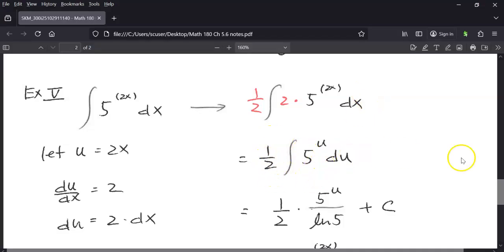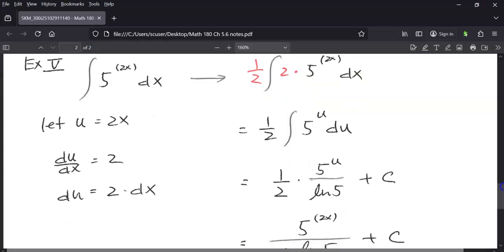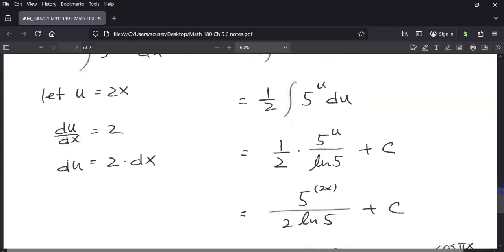Now, if we still recall from derivatives, what derivative would give you 5 to the u? If we go backwards, the integration is 5 to the u over ln of 5 plus c. That's the integration of 5 to the u. Then once we have that, we're pretty much done. We just need to plug in 2x for the u, and then simplify. So 1 times 5 to the 2x on top, and the bottom is 2 ln of 5, plus c.